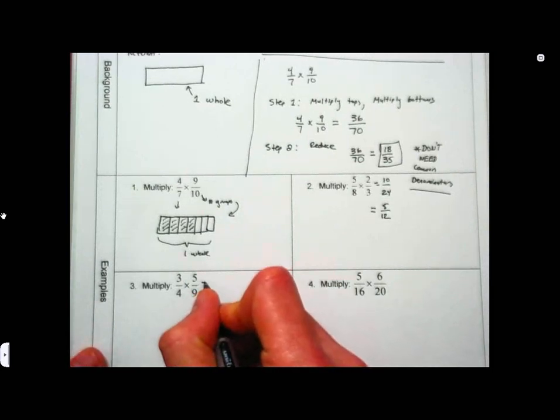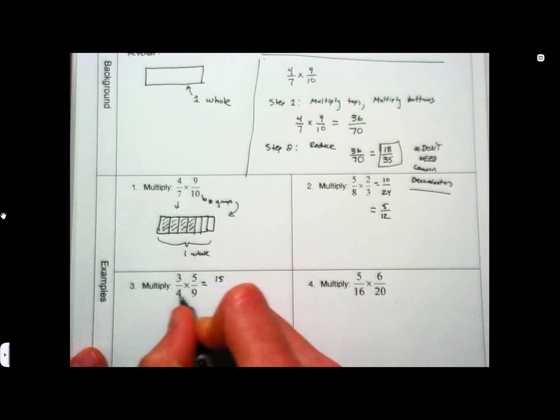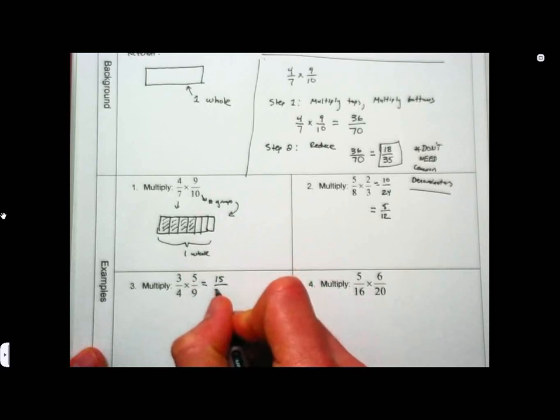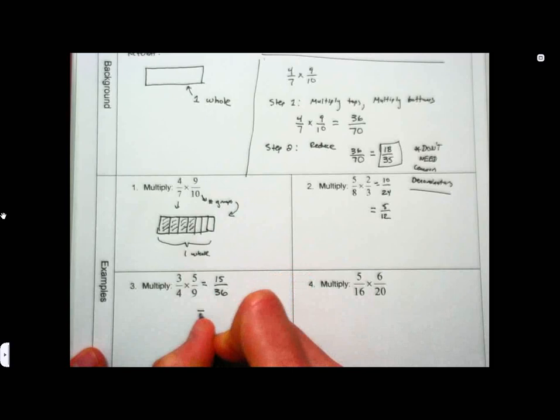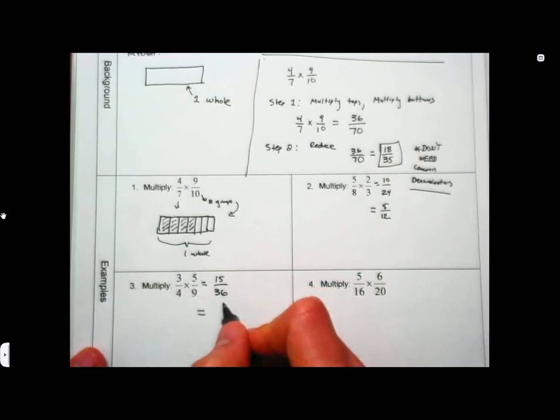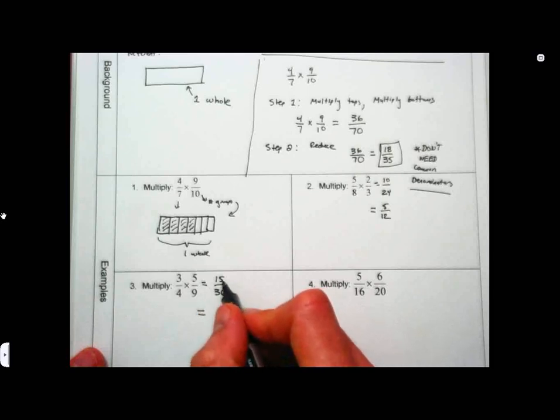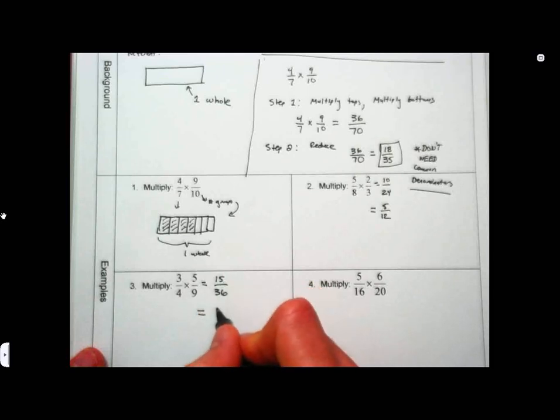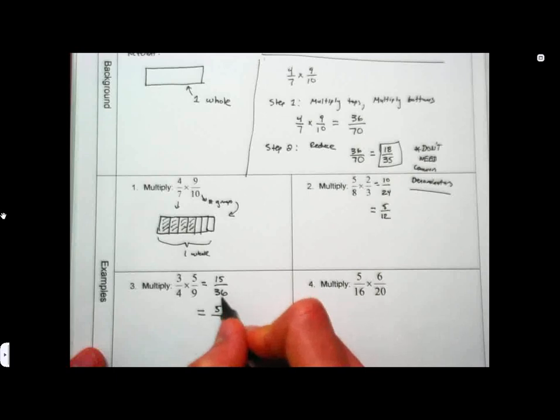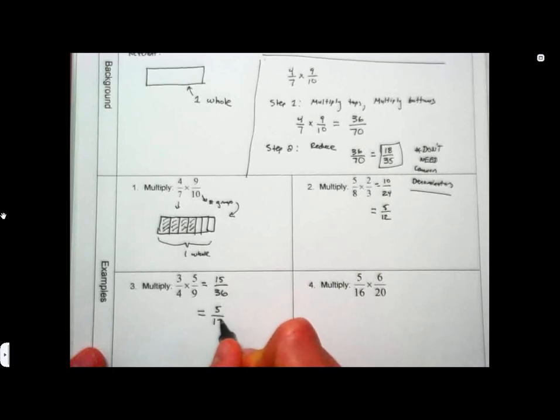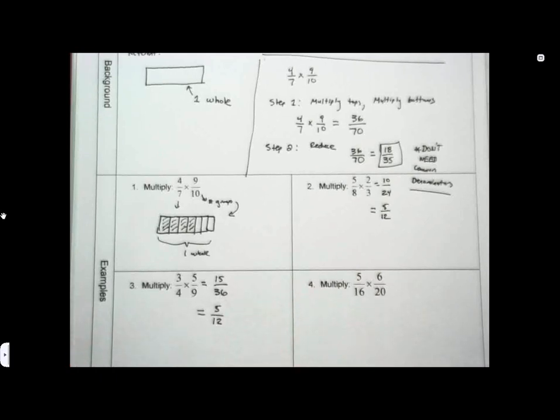Okay, then give 3 and 4 a try. Pause the video and then restart it when ready. So number 3, if I multiply across the top, 15, multiply across the bottom, 36. Okay, and I think 3 goes into both 15 and 36. So dividing 15 by 3 is 5. Dividing 36 by 3 is 12. So we get 5/12 again.